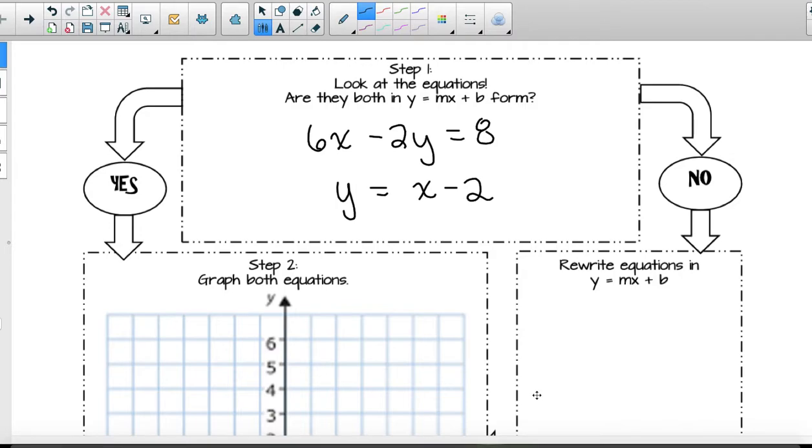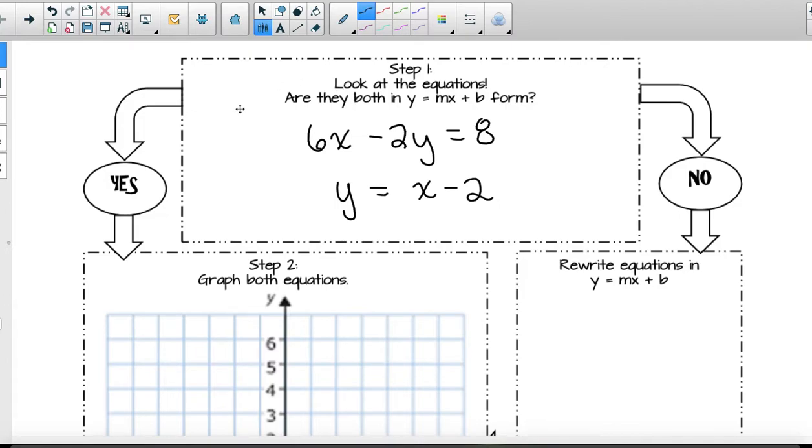This video is on systems of equations. We're going to be solving by graphing. The first step when you are solving by graphing is to look at the equations. Are they both in y equals mx plus b form? We need to have them in slope-intercept form because we're going to be solving a system of linear equations.